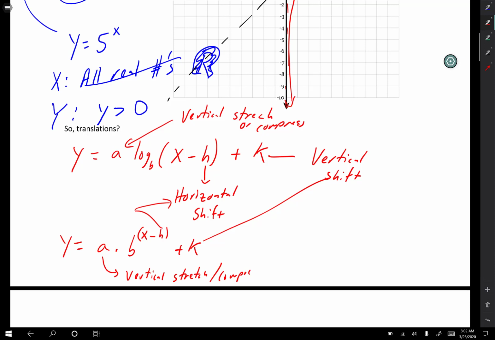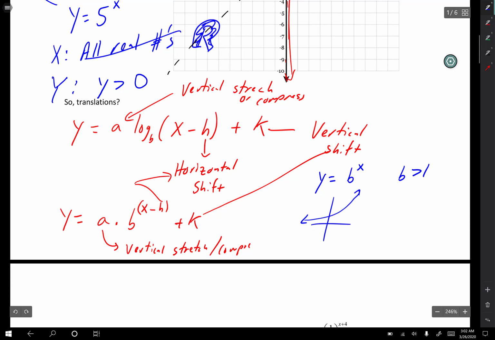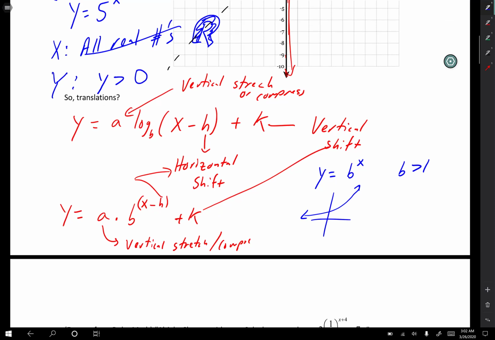Now, I do got to mention something, guys. So if I have something like b to the power x, if my b is bigger than 1, it's going to look something like so. If my b is larger than 1. If your b is between 0 and 1, then it's going to look something like that. And the reason for that, guys, don't be a robot. Yes, you can probably just memorize that. But think about it. So I'm going to look at two specific functions.